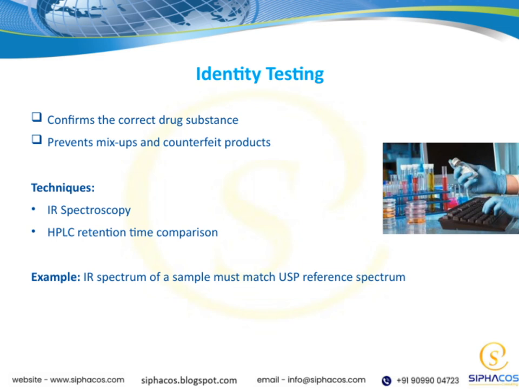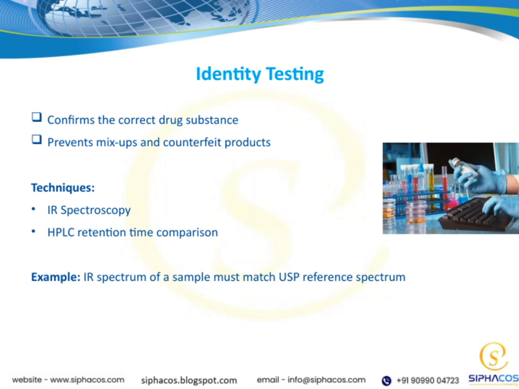One of the most common is IR spectroscopy, or infrared spectroscopy, which allows us to analyze the sample's molecular vibrations. Another key method is HPLC, or high-performance liquid chromatography, where we compare the retention time of our sample to a reference standard. If they match, it's a strong indication that the substances are identical.